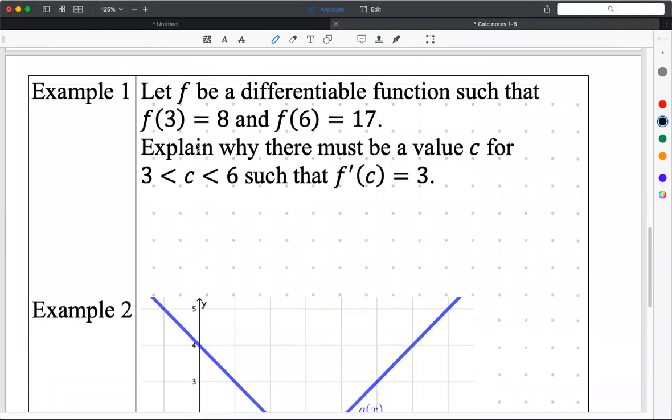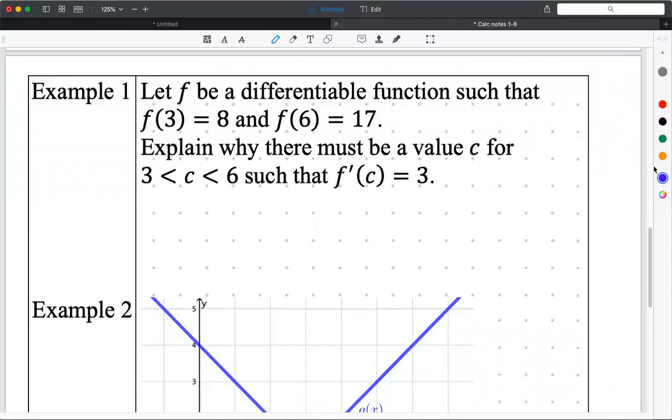Okay, so let f be a differentiable function such that f of 3 is equal to 8 and f of 6 is equal to 17. That's all we've got. Then it's asking the question: we need to explain. It doesn't even tell us to find a value, but we need to explain why there has to be a value of c in between 3 and 6 such that f prime of c is equal to 3. That sounds like gibberish when I first look at it. What the heck is going on there? A bunch of numbers, some weird interval, f prime of c is equal to 3. How do I put all of these pieces together?